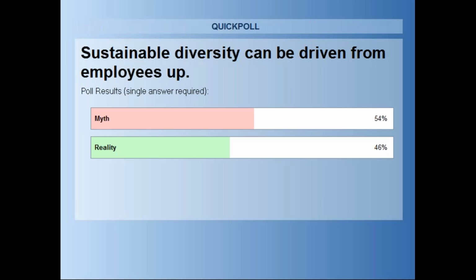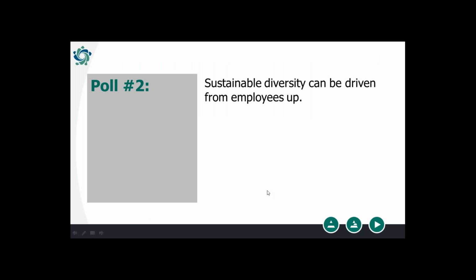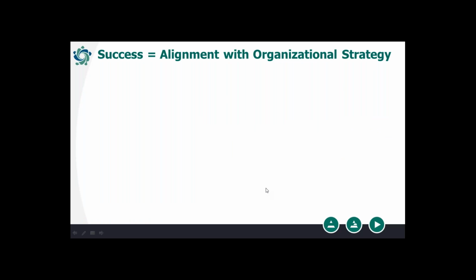There was some great research done by the American company Diversity Inc., ten years of research, that said they have not seen a single example of sustainable diversity efforts driven from employees up. They have seen companies fall off the Diversity Inc. top 50 list for not having senior management engagement. So it is really important that you have senior management engagement if you are to be successful in sustainable diversity.